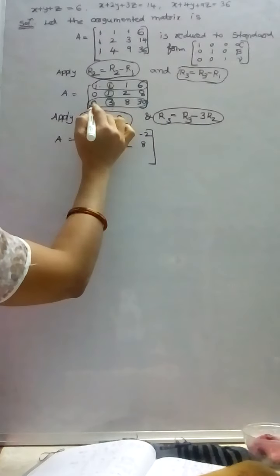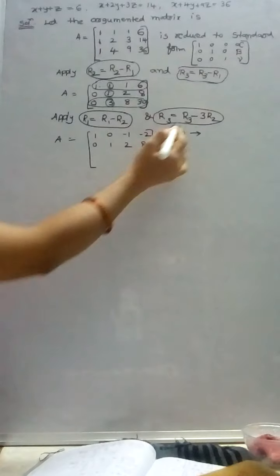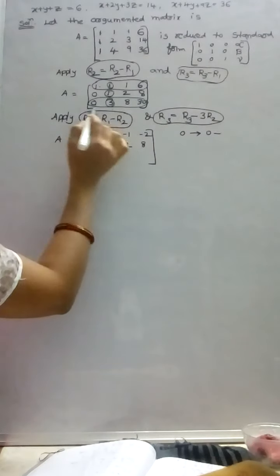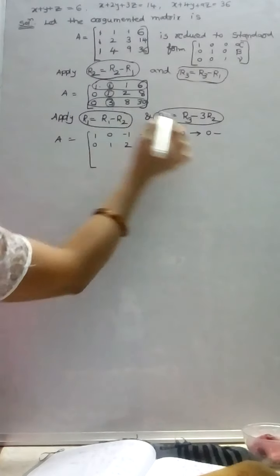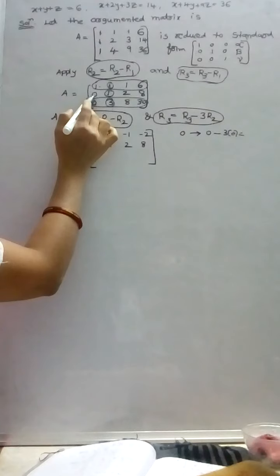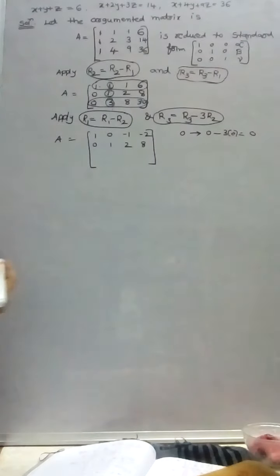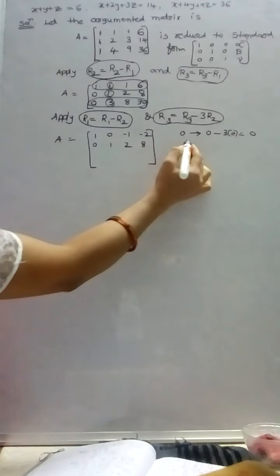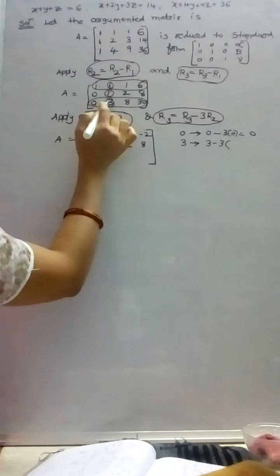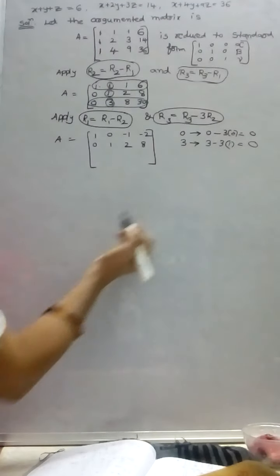First, in R3, the first element is 0. The 0 is changed by the order. R3 element is 0. For that, we take the R2 element: 0 minus 3 into 0. The corresponding element of 0 is 0. So for that we take 0 minus 0, which is equal to 0. Next element we have 3. So 3 tends to 3 minus 3 into the corresponding element, which is 1. So 3 minus 3 is equal to 0.